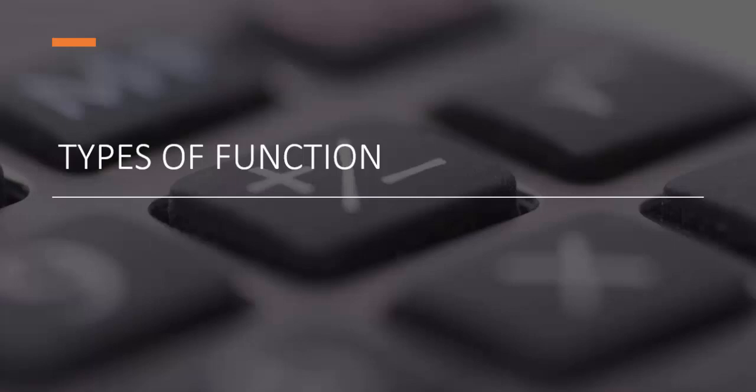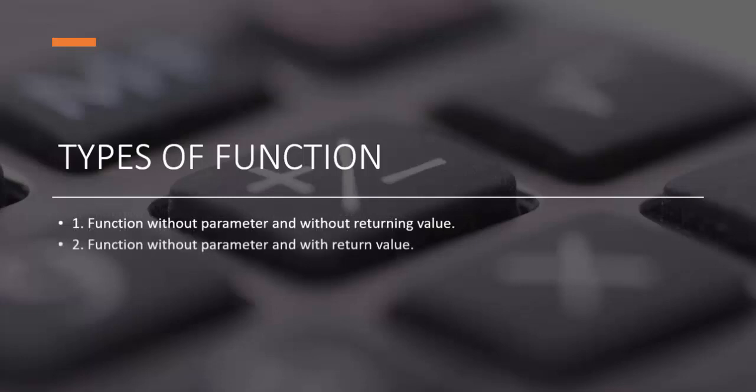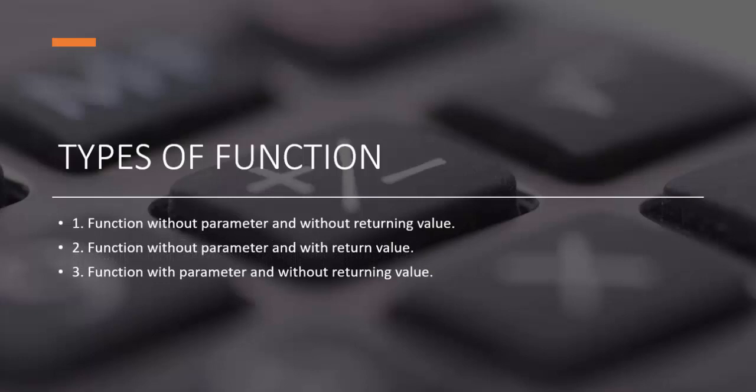And for now we shall focus on user-defined functions, and there are many ways to create or define a function in JavaScript, but we are starting from scratch. So we shall begin with understanding the four basic types of functions. The first one is function without parameter and without returning a value. Second is function without parameter and with a return value. Third is function with parameter and without returning a value. And the fourth one is function with parameter and with return value.